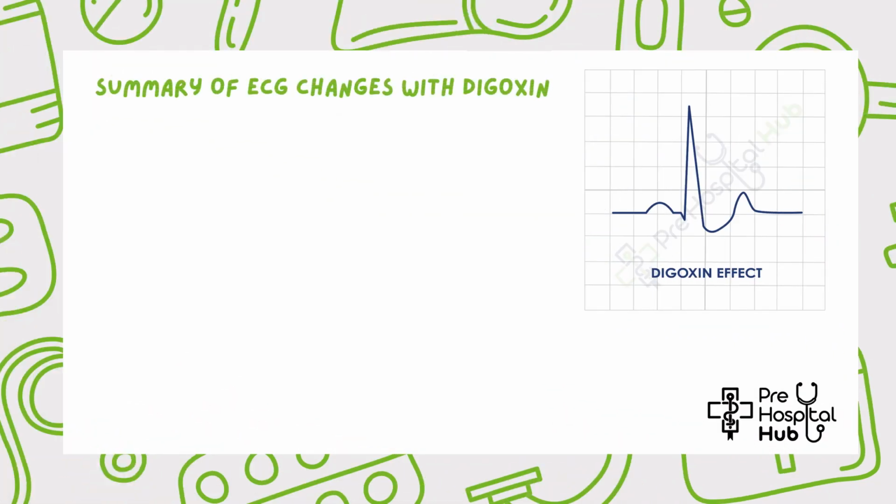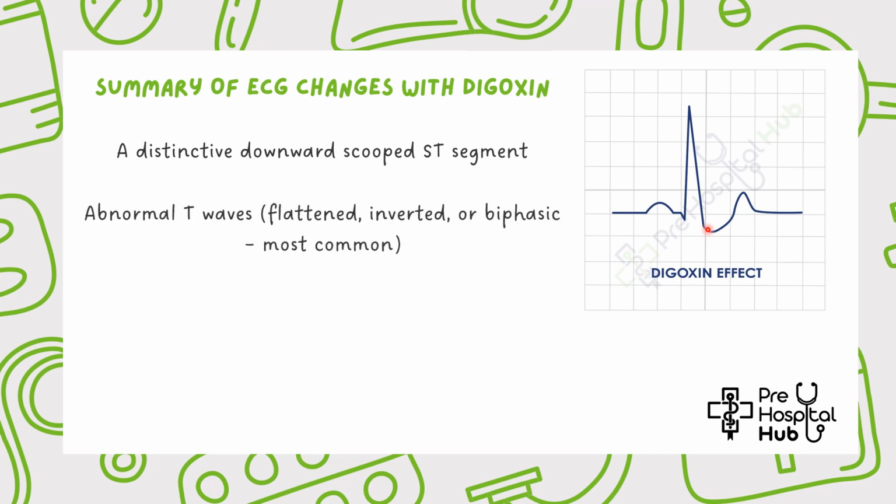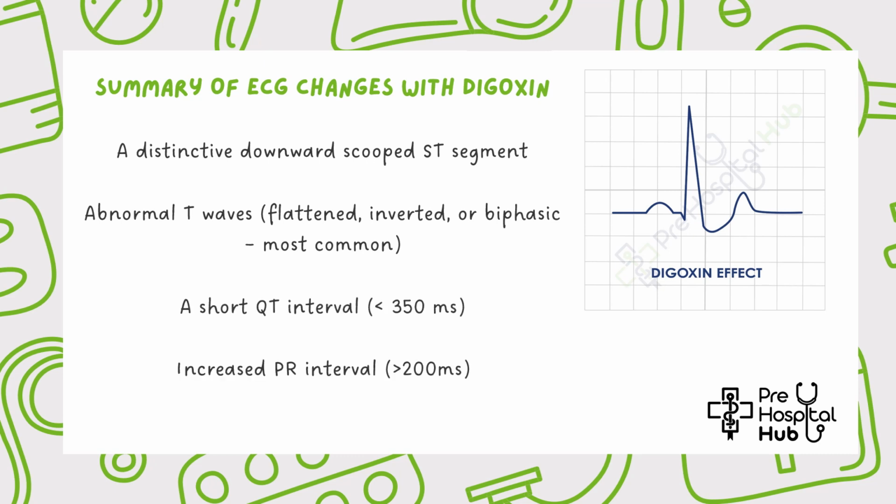So a quick summary of the ECG changes before we move on to ECG examples. In summary, digoxin therapeutic doses are usually associated with a distinctive downward sloping ST segment, a short QT interval, abnormal T waves, either flattened, inverted or biphasic, most commonly biphasic and normally disguised within the ST segment. And we can also have an increased PR interval.